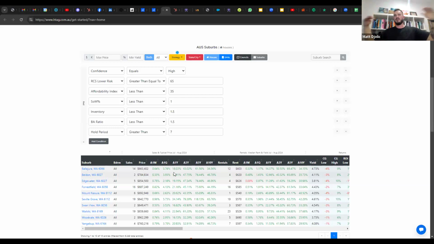Now, game of probability, eliminating risk. Look at the high confidence data. The next thing that I do, and now again, this depends on time frame. You have to consider the time frame of being invested in a particular area. I always consider our RCS risk score.